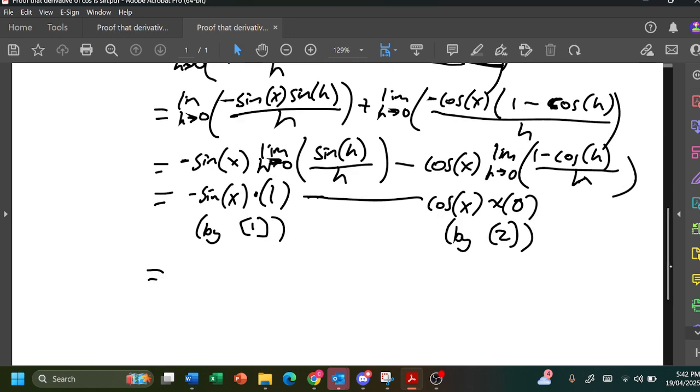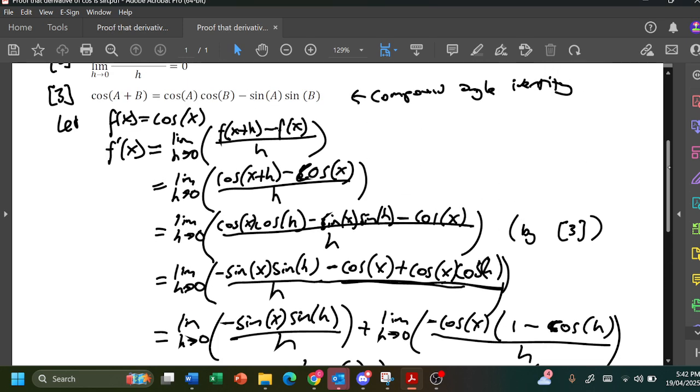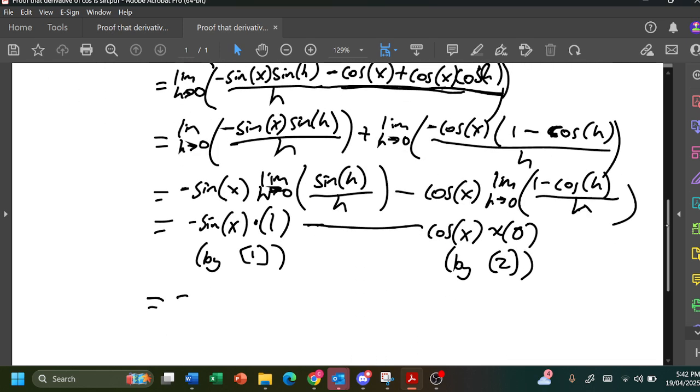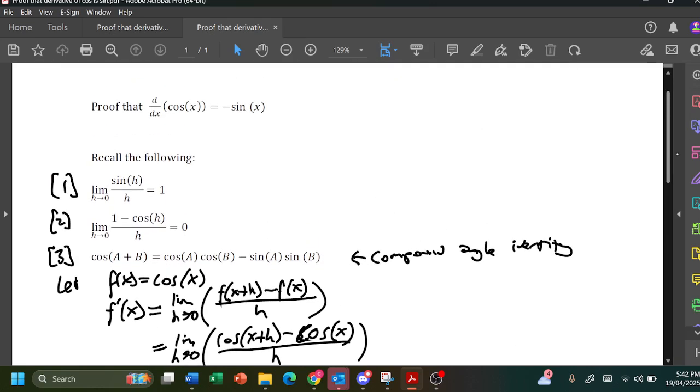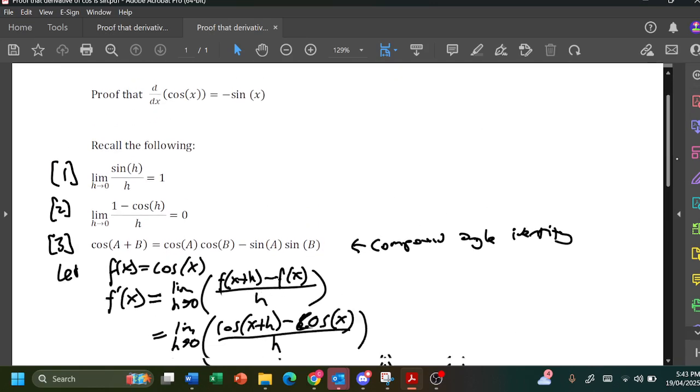So putting this together, we can see that the derivative of cosine of x is going to be equal to negative sine of x times 1, which is just negative sine of x. Take away cosine of x times 0, which is equal to just 0. So therefore, that will be equal to negative sine of x. And that is exactly what we wanted to show. The derivative of cosine of x is equal to negative sine of x.